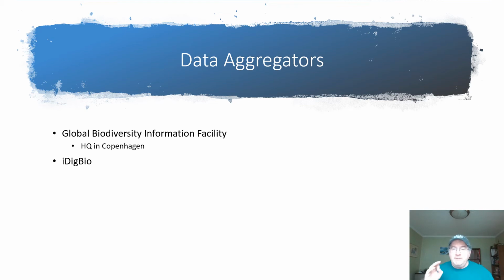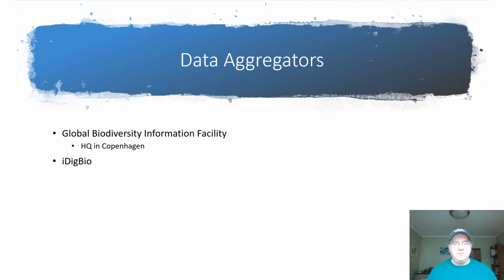But if somebody wants to get at the data, then they only have to go to one place. And so people who do this, or organizations that do this, are known as data aggregators. And there are several of them around the world, some with very specific focus, such as FishNet. It's a place where you would go to get information about fishes. There's a VertNet for vertebrates and things like this.